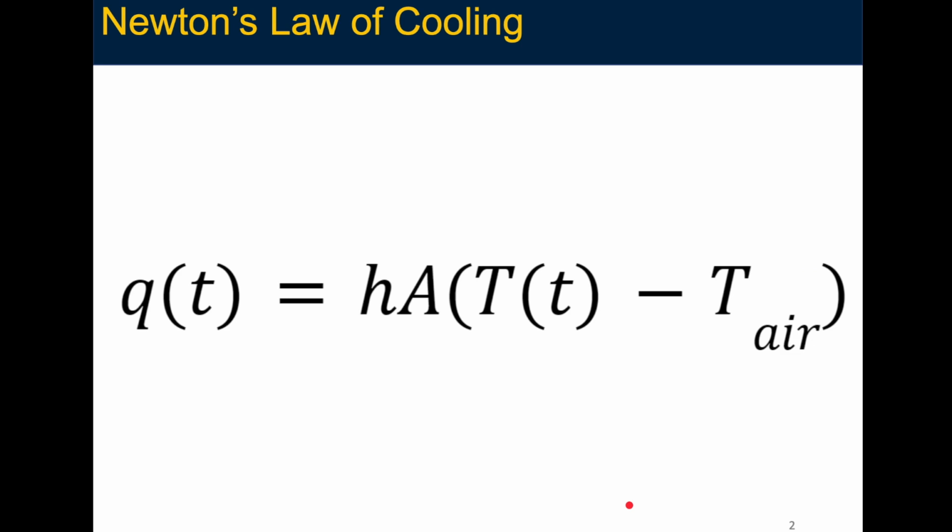Here we have Newton's law of cooling, which states that the amount of heat lost by the cornbread per some amount of time is proportional to the cornbread area times the temperature difference between the surface and the surrounding air. H is the heat transfer coefficient, which is a measure of how well the cornbread is able to lose heat in the air.